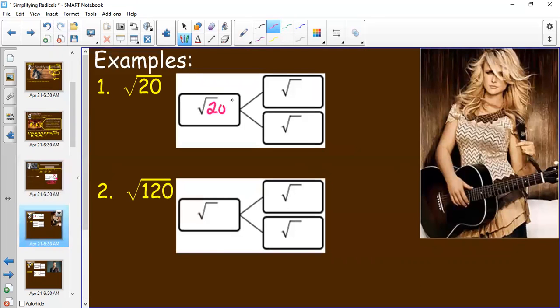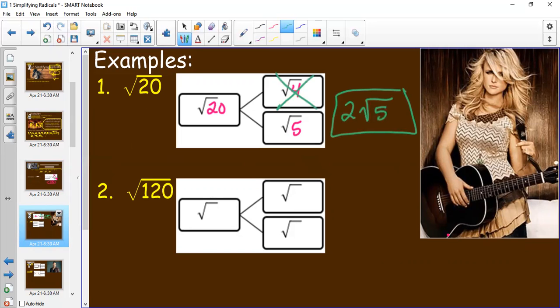All right, so let's try another one. We've got the square root of 20. The perfect square that we can divide 20 by is 4, and 4 times 5 is 20. And again, I'm going to square root the one I know the answer to. That goes outside. The one I don't know the answer to stays inside. So our answer on that one would be 2 square root of 5.